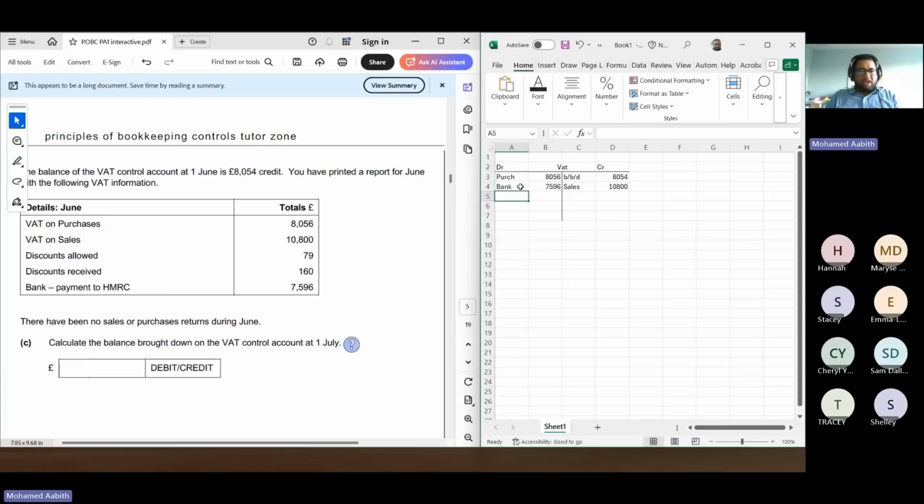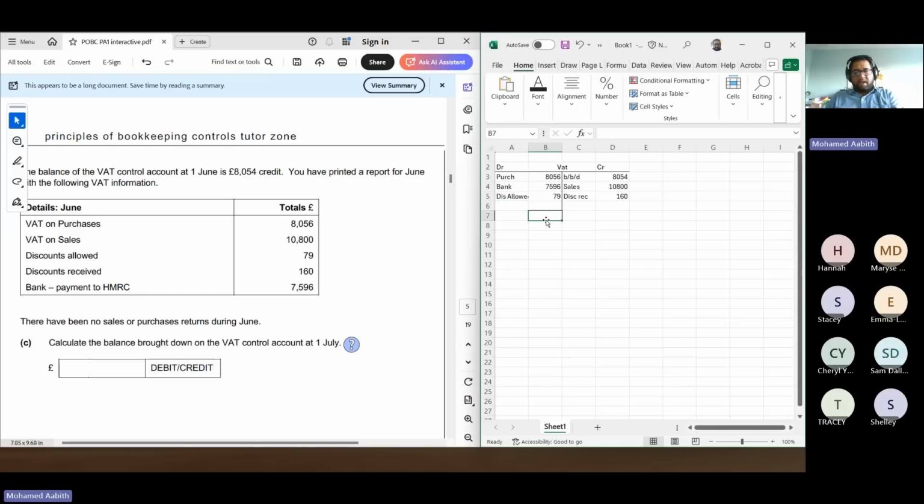And then we have discount allowed. You remember, if your sales are this side, discount allowed will be on the opposite side, because in this scenario it's an expense to you, so discount allowed is going to be a total of 79. And the next one is discount received. If you receive discount, it is going to be an income, so it's going to be the same side as your sales. That is the VAT on it.